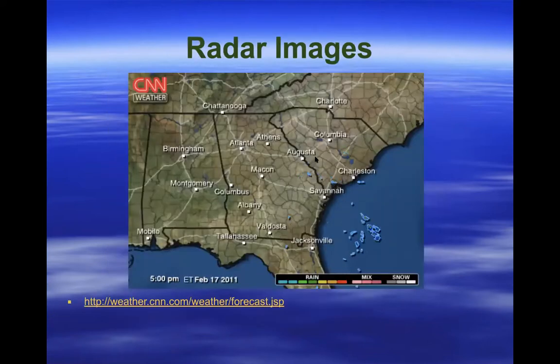Here we have a radar map. Now, this radar map is going to provide images of what's happening with the radar. Here we see that these are rain clouds, or there's precipitation falling in this area. Back here, there is no precipitation. So radar is a very important map.